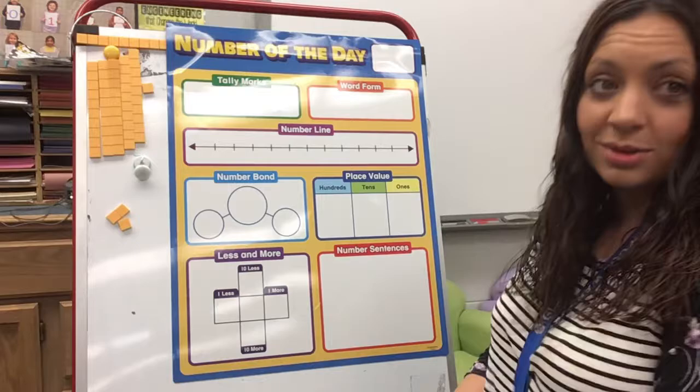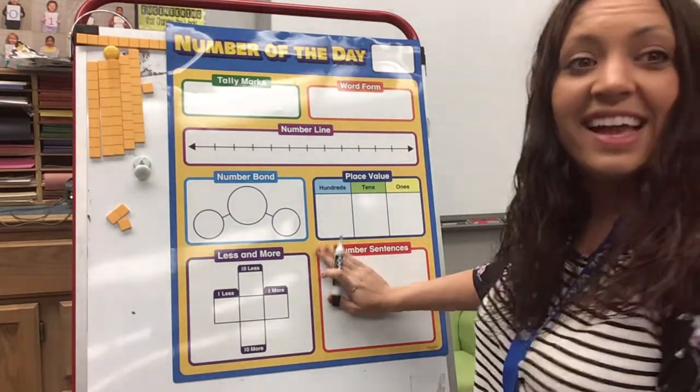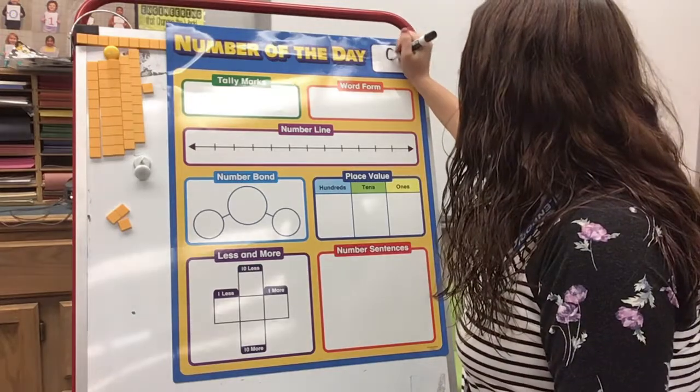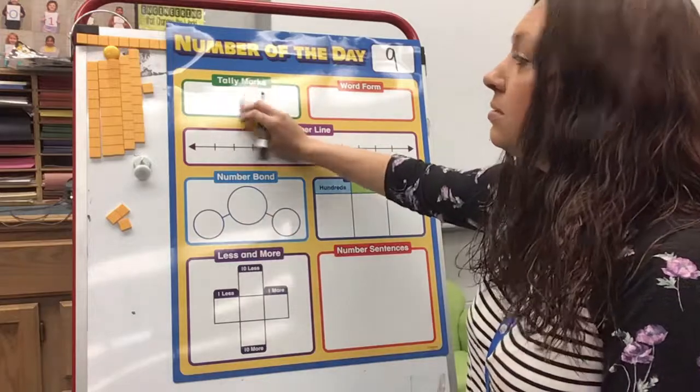So there's a couple steps to it. Are you ready? So the first thing is we have to know what number we're going to work on, okay? And today we're going to work on the number 9. So it gives us some different things we have to do.